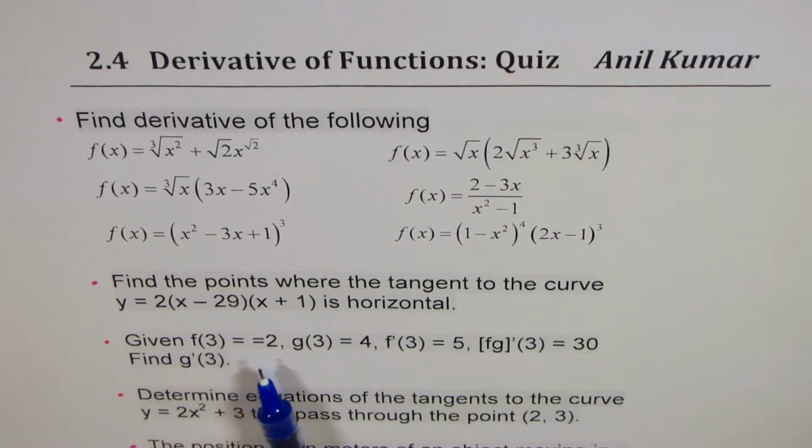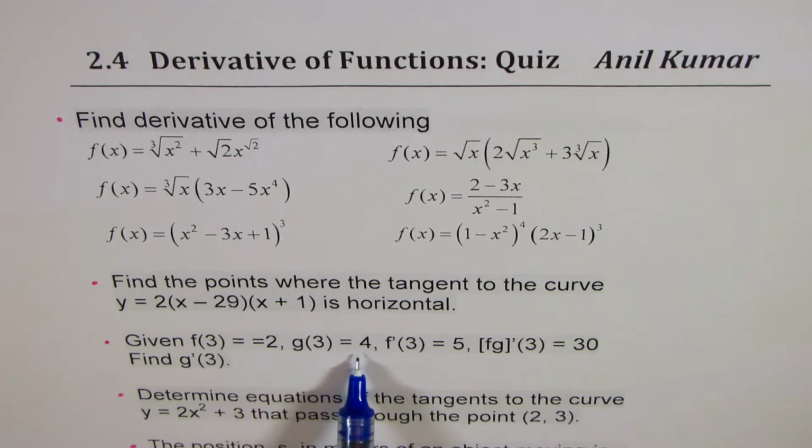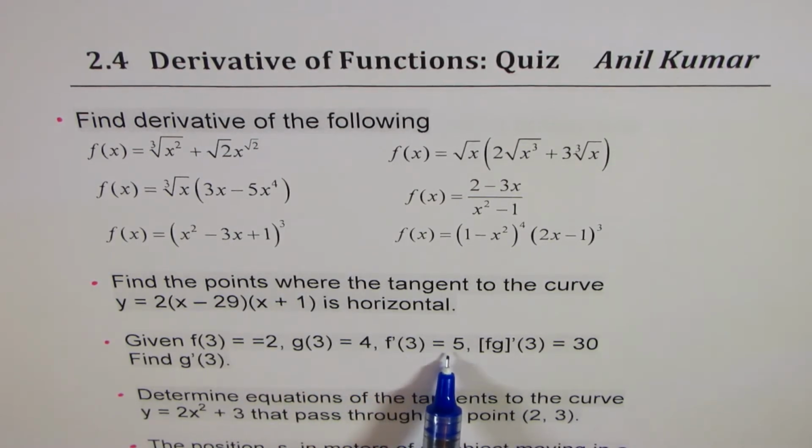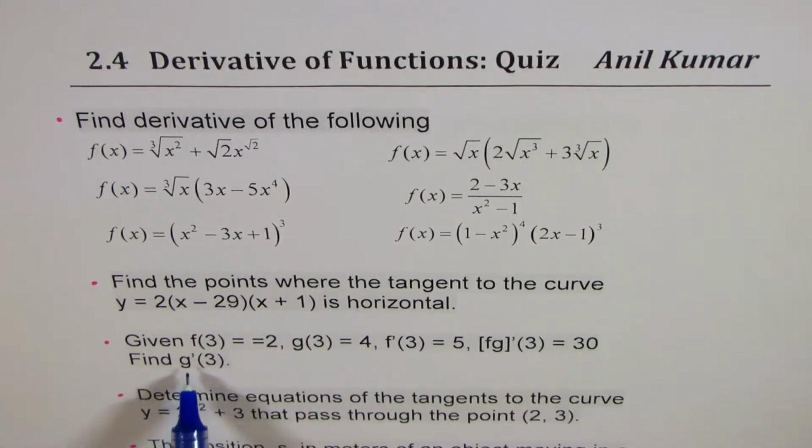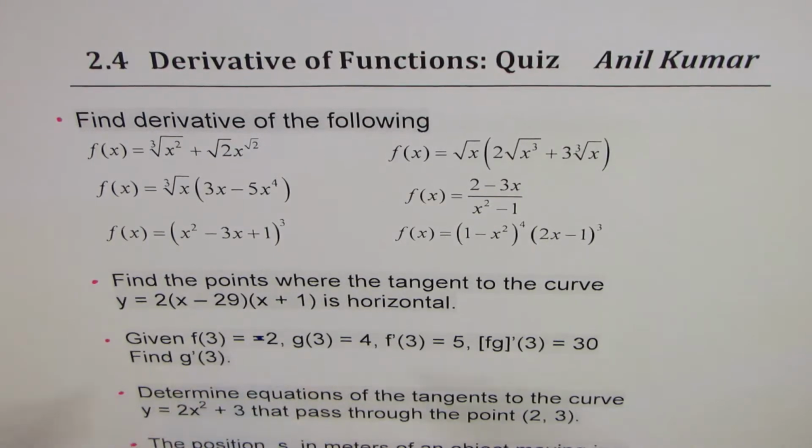Given f of 3 equals 2, g of 3 equals 4, derivative of f at 3 is 5, derivative of product of function f and g at 3 is 30, you need to find what derivative of function g is at 3, correct? So that's what you need to figure out.